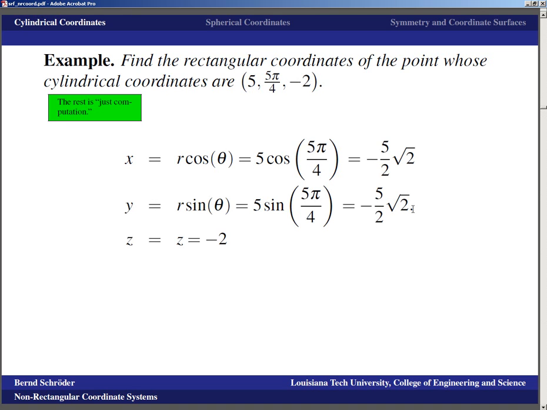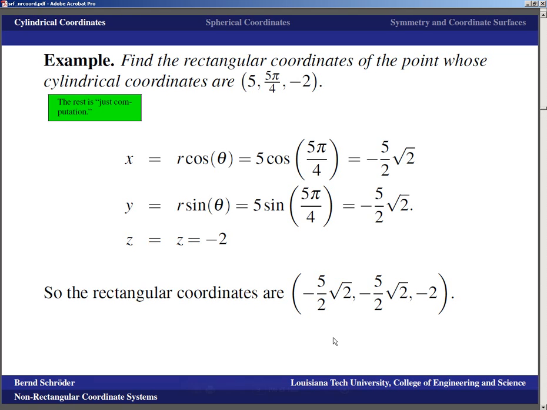Z is z, which means z is negative 2, and that means the rectangular coordinates are negative 5/2 root 2, negative 5/2 root 2, negative 2, and that's it. Now, doesn't that feel nice after all the more complicated stuff that we're doing? This is downright relaxing, right?